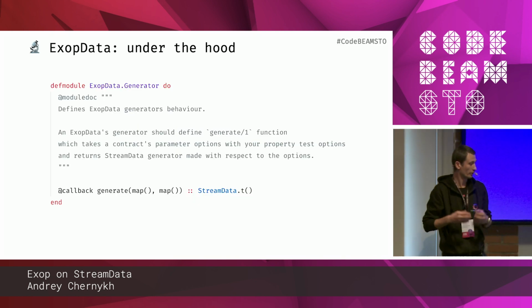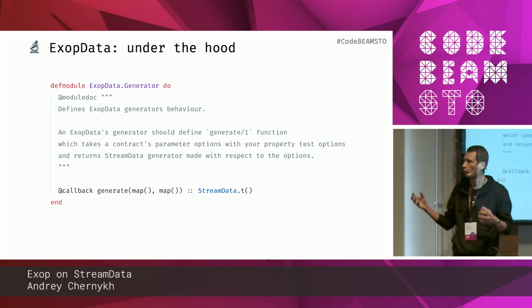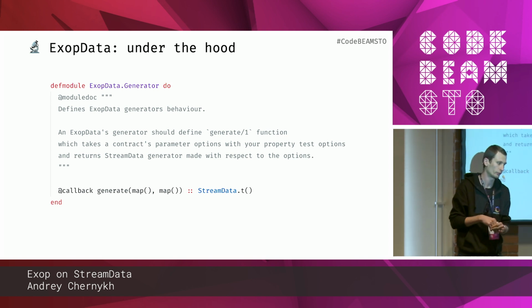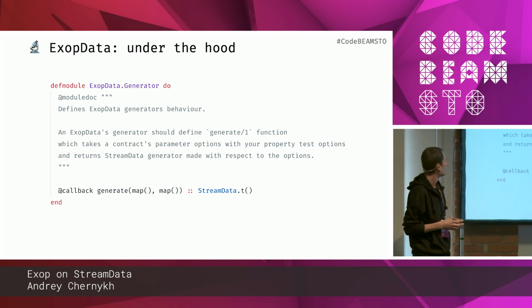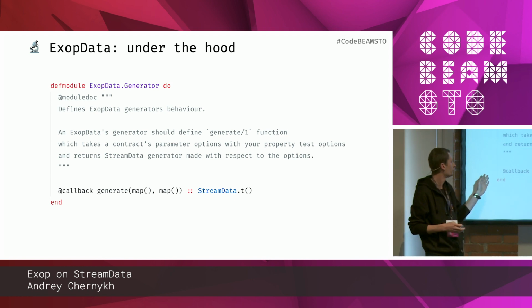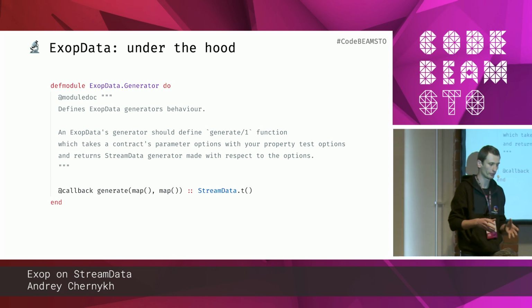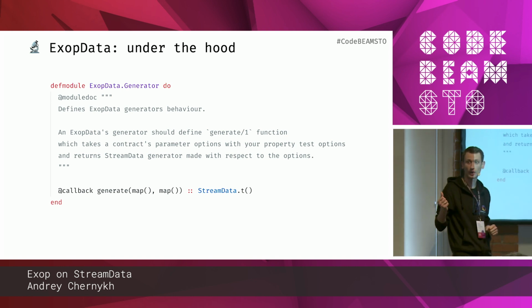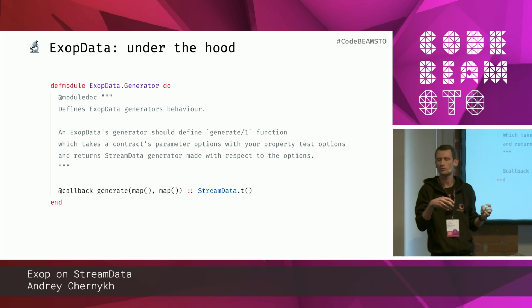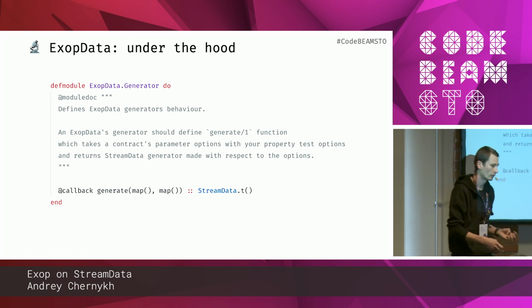So now let's discover how all this actually works within the code. First of all, there is a simple behavior, ExopData generator, that states that every generator module should conform to this behavior. It should take 2 maps and always return a StreamData generator. The first map is the actual parameter checks or validation described by you in a contract. The second map is inner options of the ExopData library.